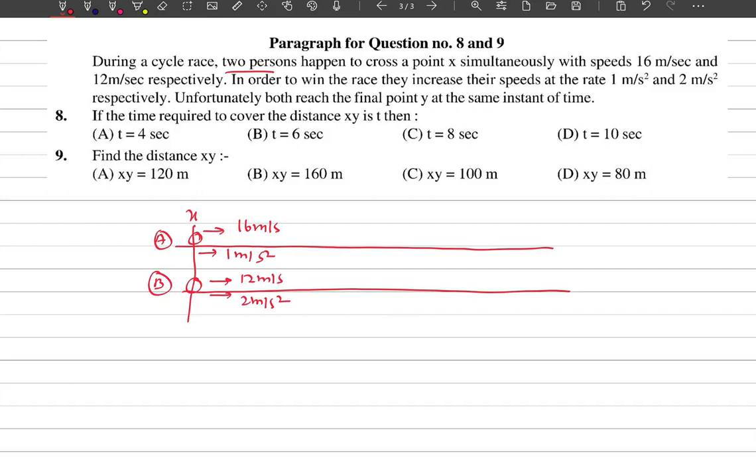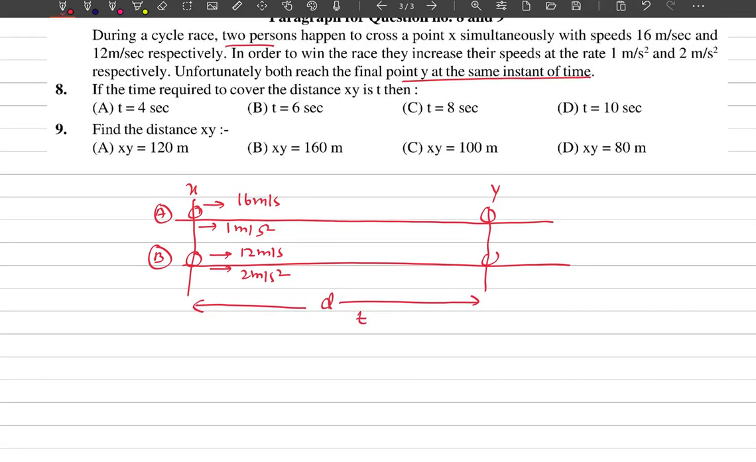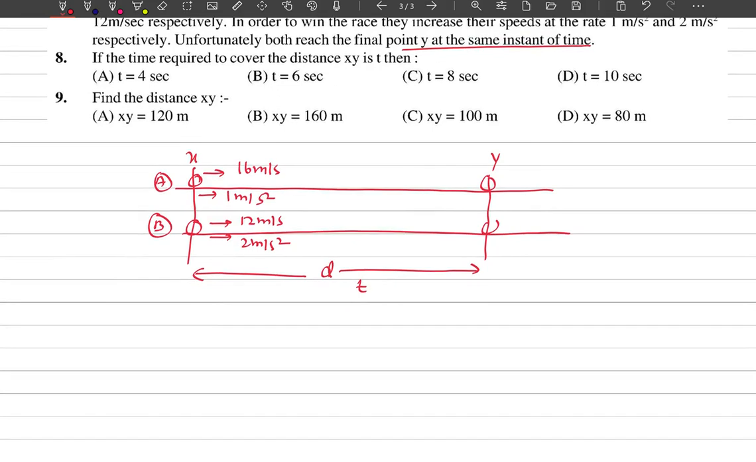In order to win, they have increased their acceleration like this, but they reached the destination y at same time. This is given in the question. They reached the y at same time. Okay, so what is the time to cover this and what is the distance between them? तो अगर ये डिस्टेंस d मान ले हम और टाइम लगा इसको कवर अप होने में t, तो दोनों के लिए इक्वेशन लिख लेंगे और सिंप्लीफाई करेंगे. What would be the equation? s equals to ut plus half at square, because u is given, a is given, d is to be found out and t is to be found out, right?